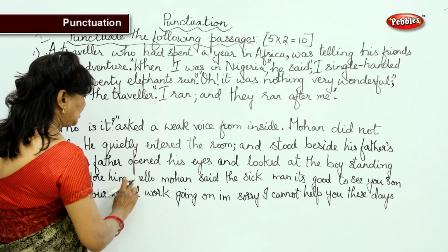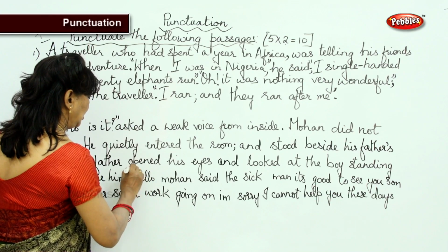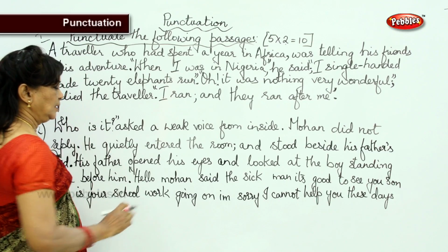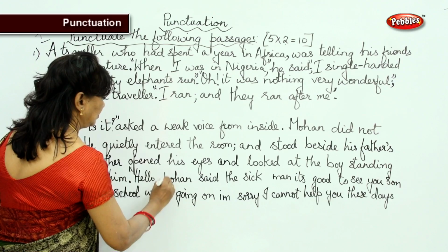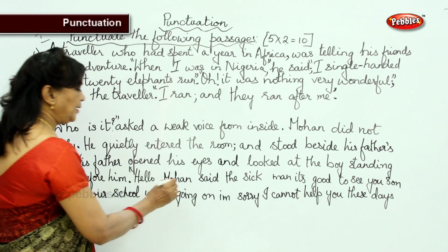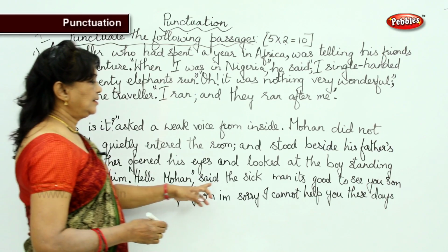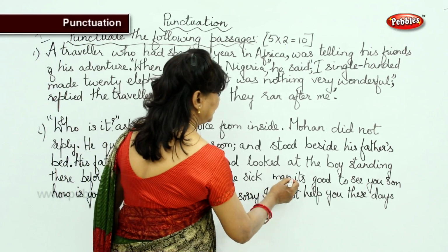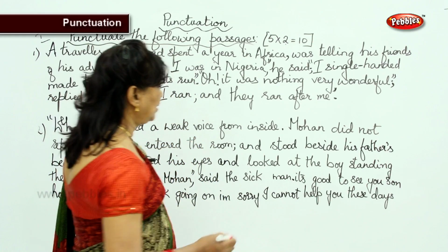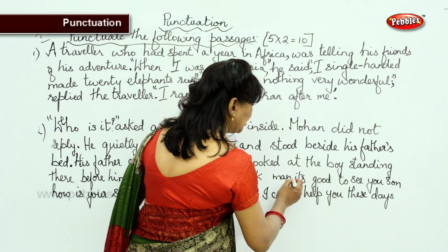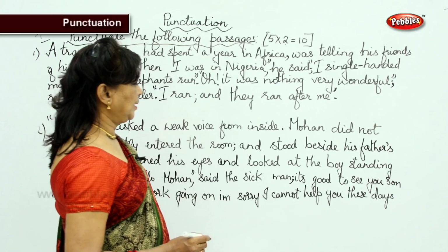Now this is something which he is talking. So beginning of a sentence and also start inverted commas. And proper noun here, capital letter. Hello Mohan, close inverted commas, said the sick man. Full stop. Hello Mohan, said the sick man, but anyway it's a continuation, so we can put a semicolon there. Okay, hello Mohan, said the sick man.